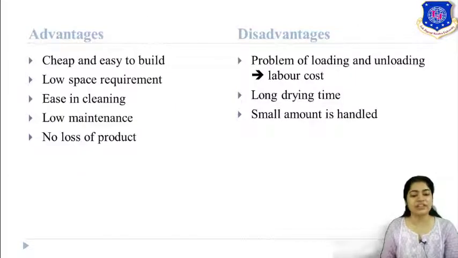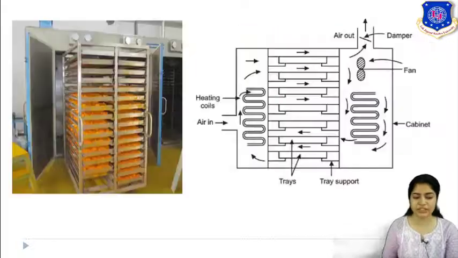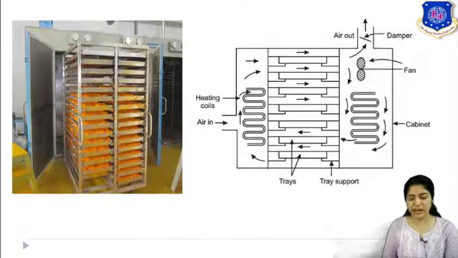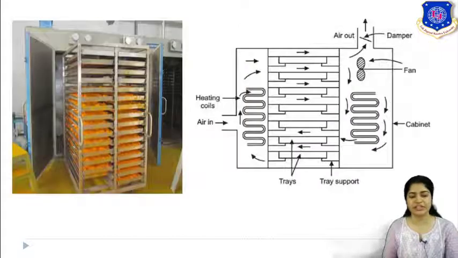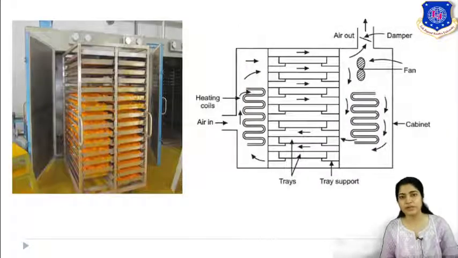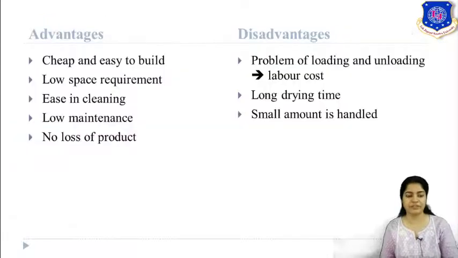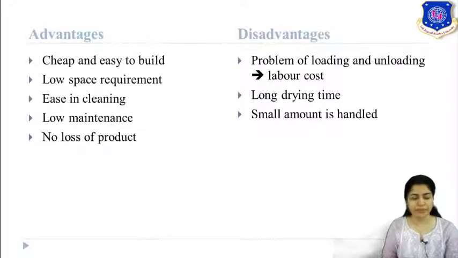Now the advantages and disadvantages. First of all, it is cheap and easy to build; you can see from the construction that it is not very hard to construct. The requirement of space is low. Next is ease in cleaning; it can easily be cleaned because there are no blank points where your material will get trapped. The maintenance is low and product loss is low, approximately zero.